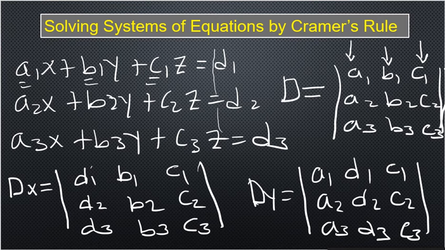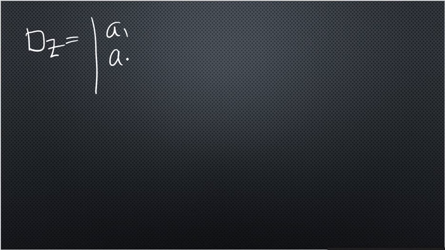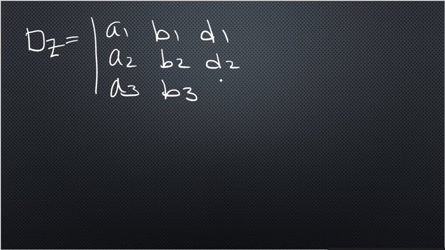And now we'll find Dz. In the same manner to find Dz, we need to replace the third column. That is, Dz will have the first column as it is, A1, A2, A3, and B1, B2, B3 as it is, and the last one, D1, D2, D3. Okay. We do have everything here.